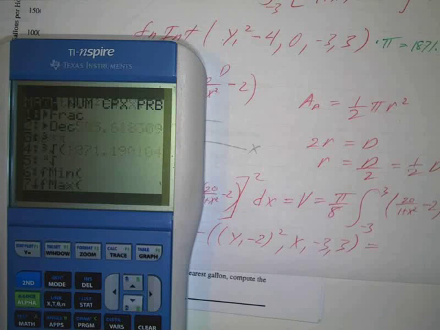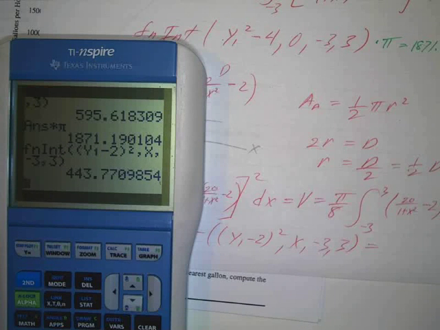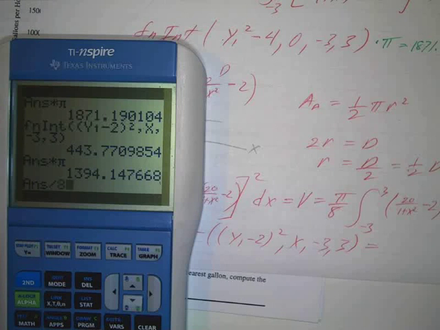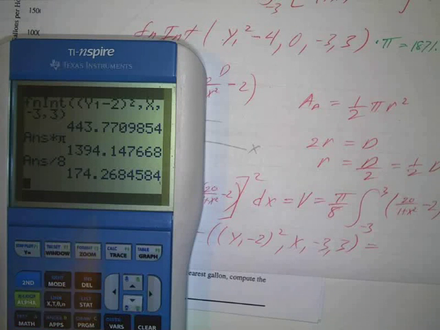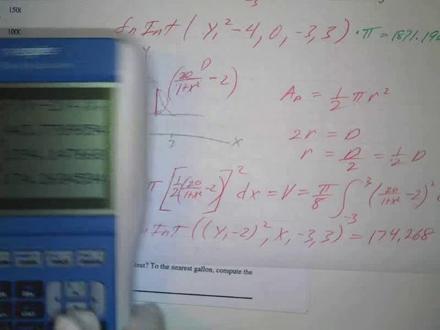Okay? Alright, so let's do this. Put this guy on. Math 9. Okay, and then we put a parentheses, and we're going to put y1, minus 2. Parentheses and square that. Comma x, comma -3, comma 3. And then multiply that times pi. And then divide that by 8. And then there's your answer: 174.268.